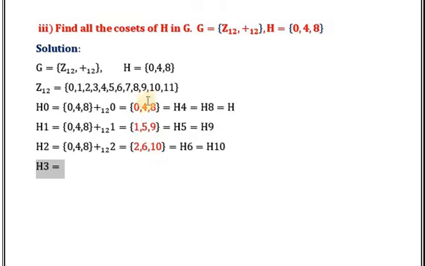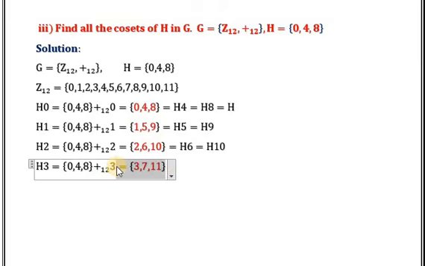Then H3 we will find out. H3 is equal to {0, 4, 8} plus modulo 12 with 3. The elements of this set are 3, 7, 11. Then find H7 also. With 7, you will also get the same subset. And coset H11: 11 plus 0 is 11, 11 plus 4 is 15, so it is 3 under modular addition 12, and 11 plus 8 is 19, and 19 minus 12 is 7. So this is the coset H11.